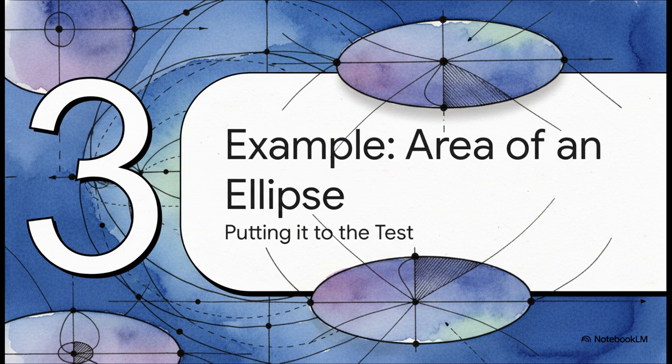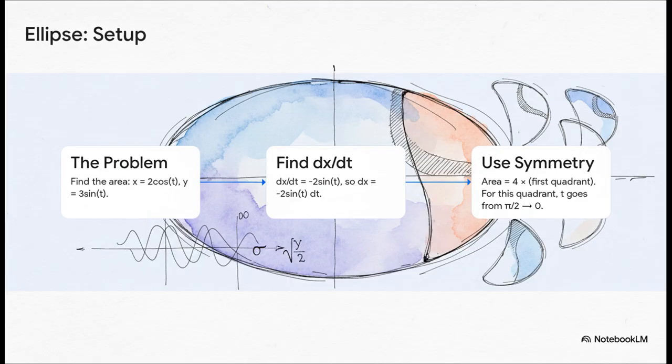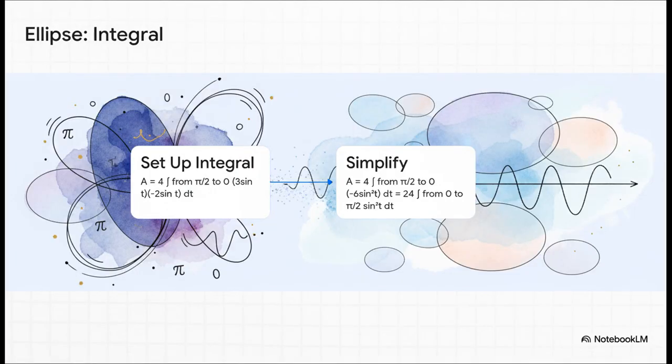All right, enough theory. Let's move on to our first example and see how this thing actually works in practice with a shape we all know and love. We're going to find the area of this ellipse. So first things first, we need the derivative of x with respect to t, which is just negative 2 sine t. Now, to make our lives easier, we're going to use the ellipse's symmetry. We'll just find the area in the first quadrant and then multiply our final answer by 4. Easy. So now we plug our y and our dx into the formula. This gives us the integral of negative 6 sine squared t. And here's a really neat trick.